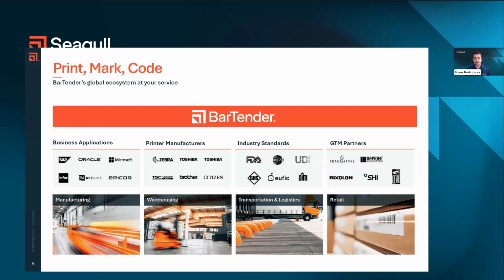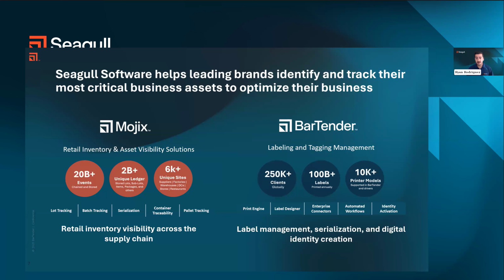BarTender really offers a complete ecosystem of labeling experts, from printer manufacturers to business applications to our partner resellers. We really work with an extensive range of industry-leading partners to ensure that they help you build the labeling solution that best fits your specific business needs, no matter where you are within the supply chain. Whether you're a manufacturer or a single store retailer, we really want to help you continue to optimize your operations within your labeling. But BarTender really is just a single piece of the overall Siegel software solution.